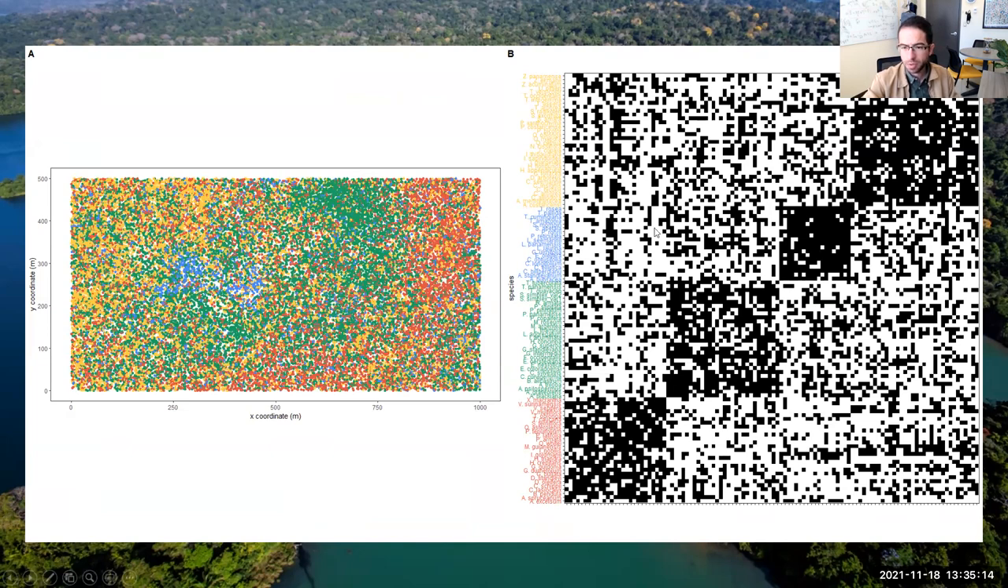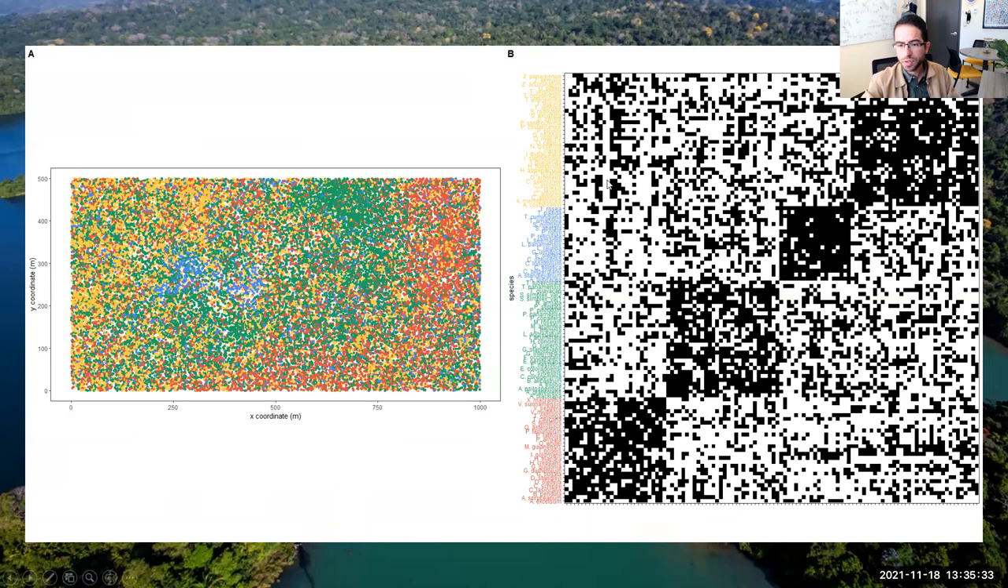And this is the adjacency matrix. Now I'm being binary about it. So a dark pixel means the species are connected to each other, meaning they're found close to each other more than you would expect by chance. And by close here, I mean within 20 meters of each other. The trees of those species are found within 20 meters of each other more often than you would expect by chance, given their abundances.